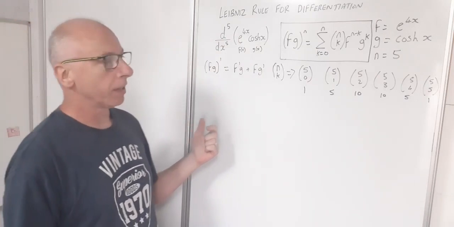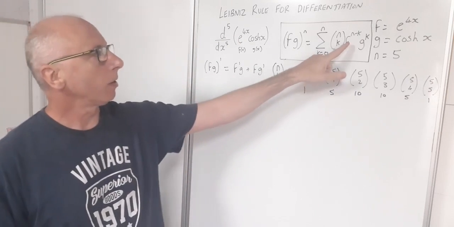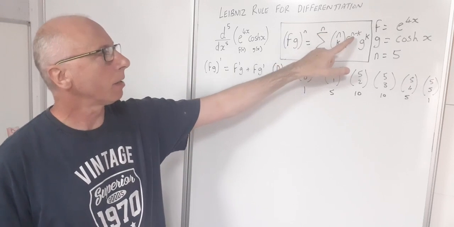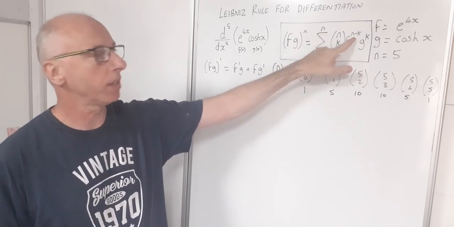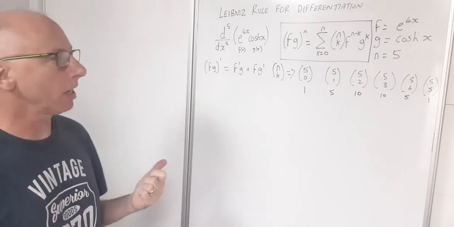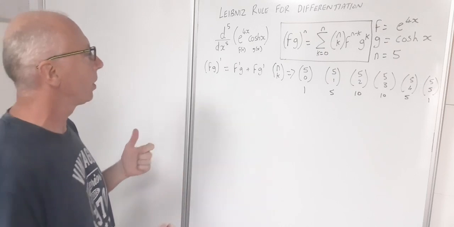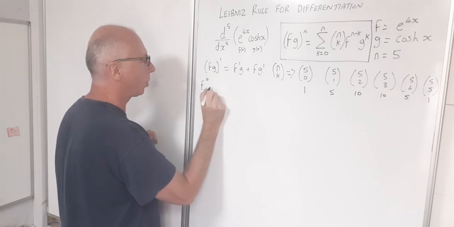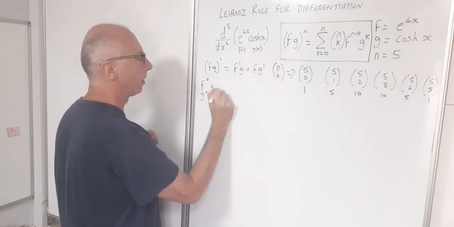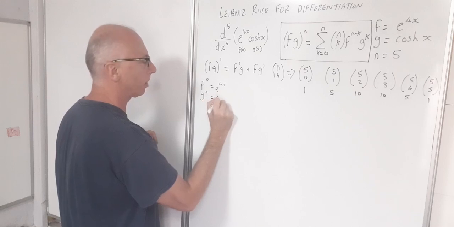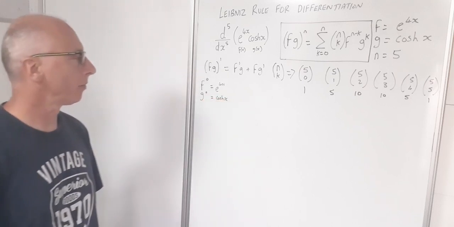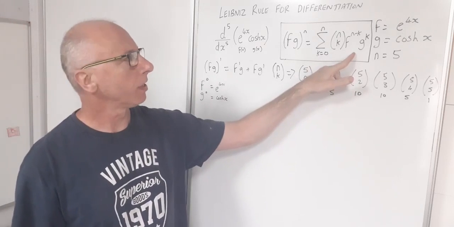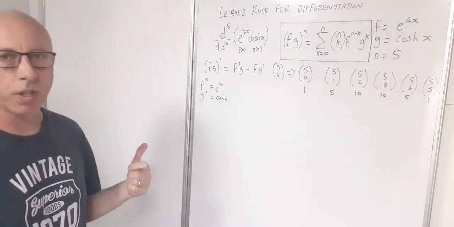Now let's work out the derivatives. Okay, so I want n minus k derivatives. So k goes from 0 to n. So basically this goes down from 5 down to 0. Now the 0th derivative, that's not a derivative, that's just the function itself. So a little proviso here, 0th derivative of f or g, that's just the function itself. So that's e to the 4x, and that's cos of x. Okay, so now what we need is the first 5 derivatives of these functions. So let's work those out.